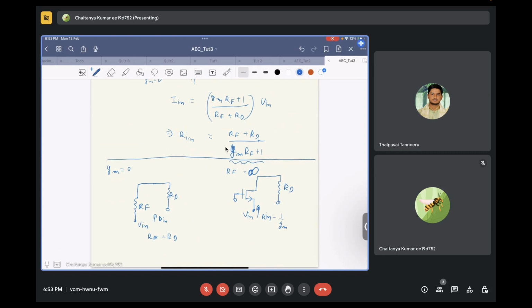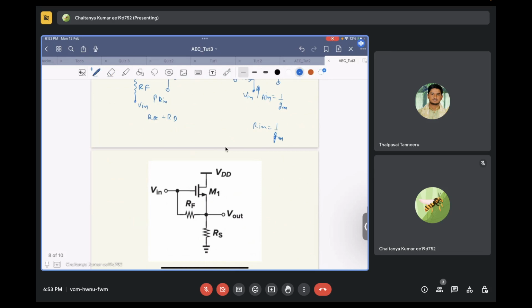So from the equation also, if you basically put the limit RF equal to infinite, upper and lower, you will get R in equal to 1 by GM. Okay, so you know that the equation that you have is correct. So you found out the voltage gain from input to output, and basically the input resistance for this particular circuit. Let's move on to the other circuit.